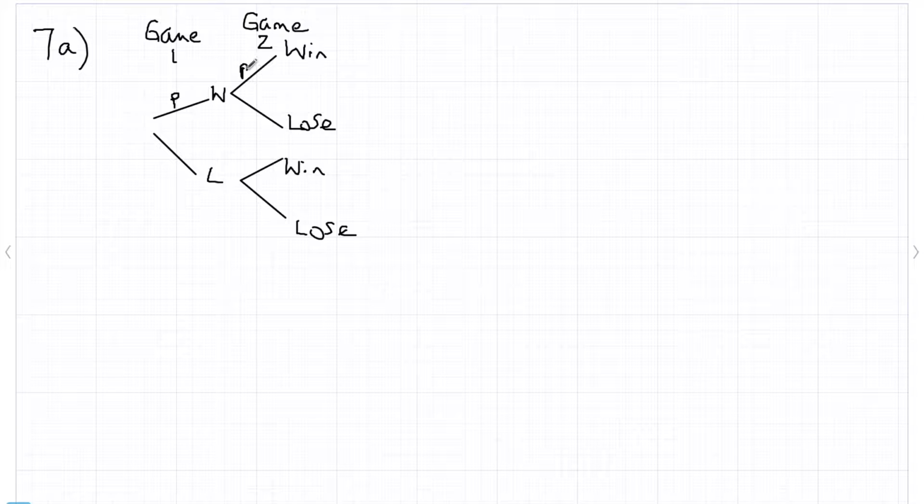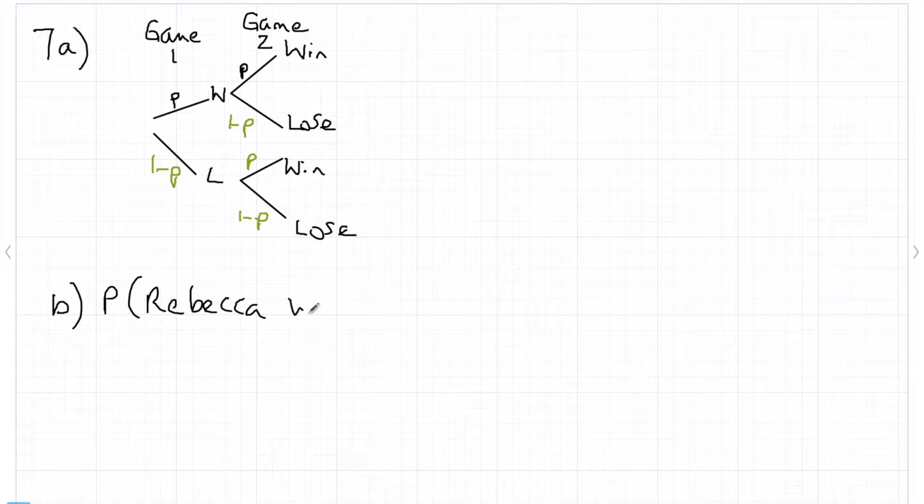The first branch is game 1, second branch is game 2. And you're given that the probability of a win is P in both games. So the probability she loses, I'm going to write that in green, is 1 minus P. So part B, you have to work out the probability that she wins on both games.